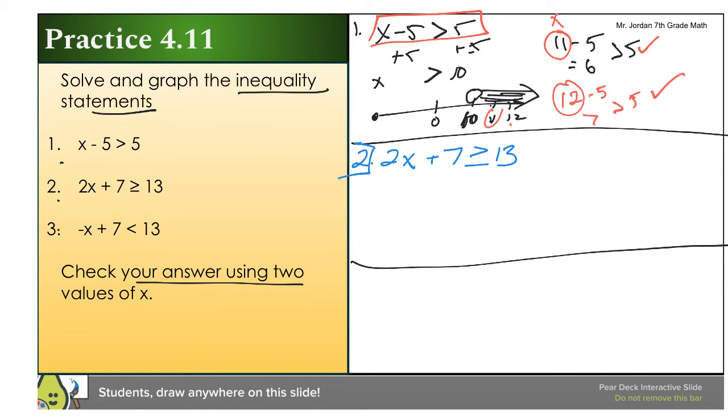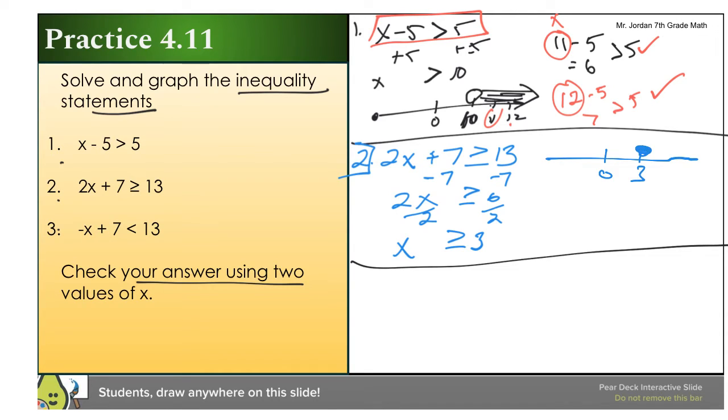The second question, I have 2x plus 7 is larger or equal to 13, so I balance the equations, go minus 7, so I have 2x is larger or equal to 6. Divide both sides by 2, and I have x is larger or equal to 3. I have to graph this, put the 0, 3 is above the 0, it is equal to, so I put a solid circle, and x is larger or equal to 3, so it's still larger.